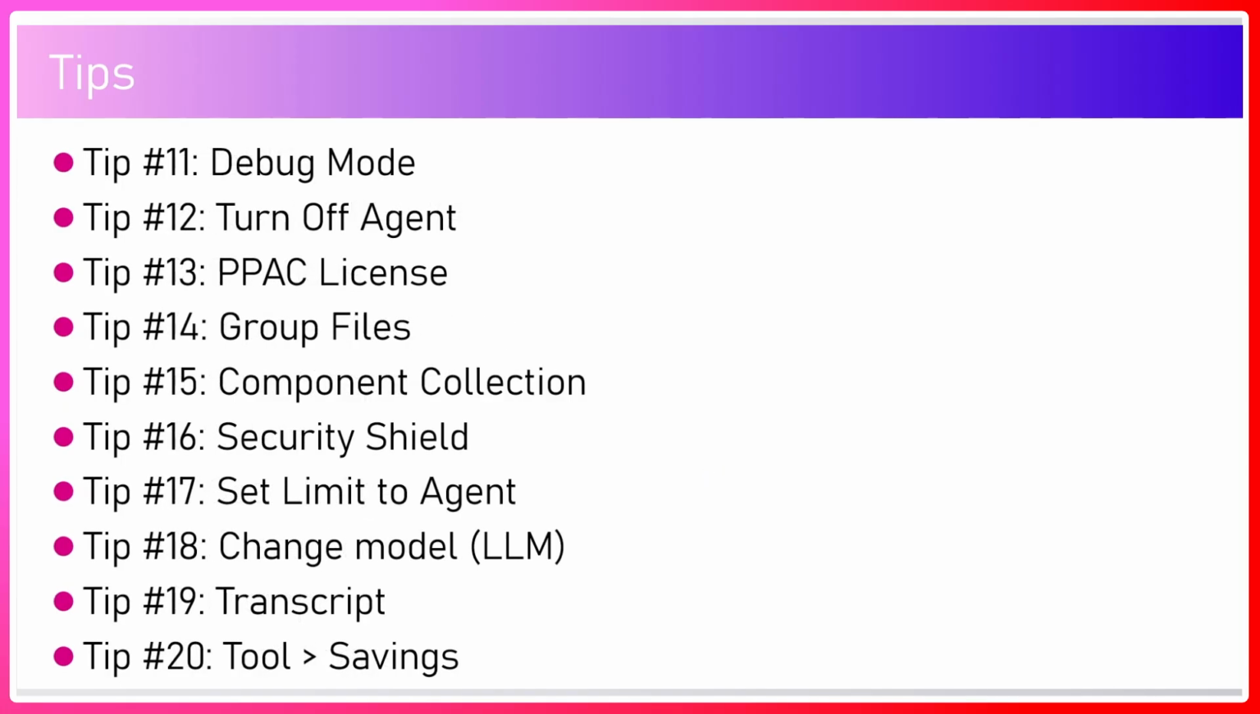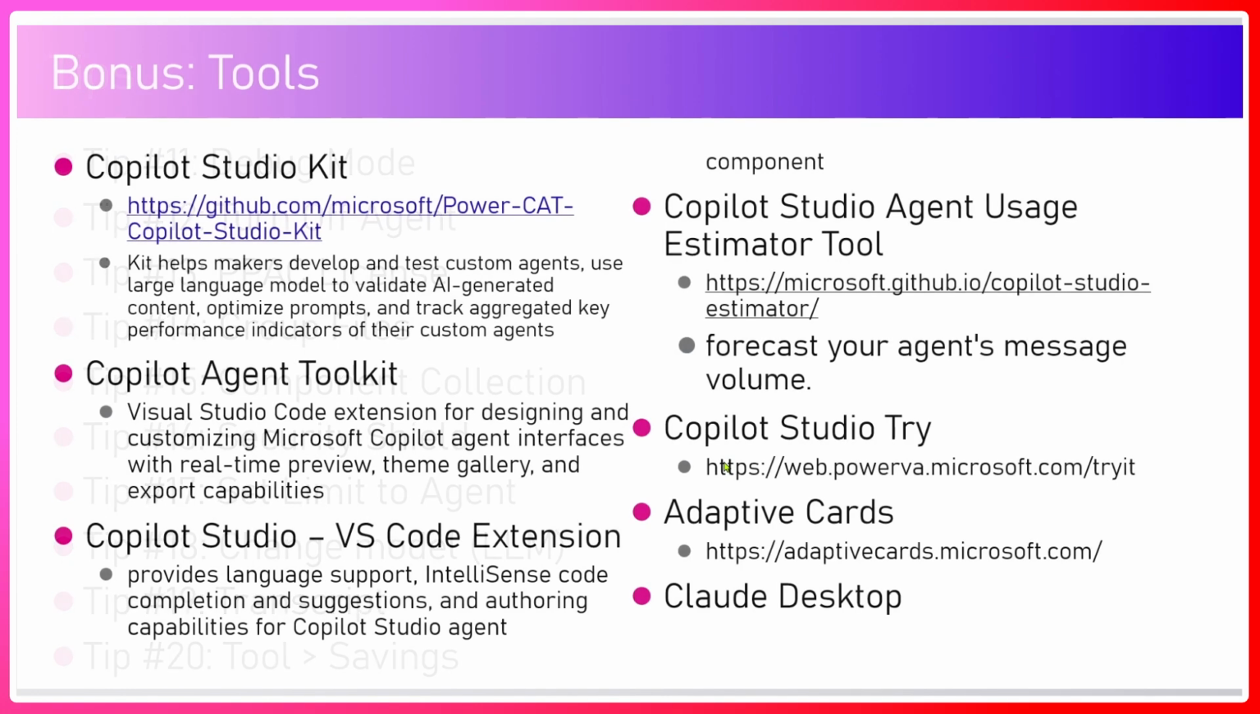And in the end of the segment, I'll be covering debug mode, turning off an agent, licenses in the Power Platform Admin Center, grouping the files, setting a limit on an agent, and how we change the model for the LLM. Then we will look into some of the transcripts within Copilot Studio and explore the tool savings.